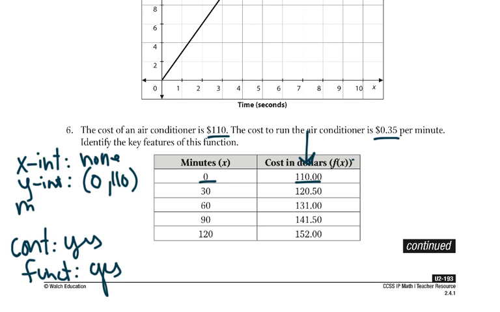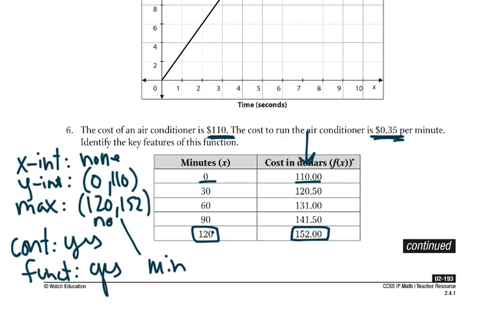Okay. So do we have a maximum? Well, we only see this, so according to this, our maximum would be (120, 152). That's the highest we go. However, technically, if we look at this, you can just keep running it, so I'd probably say no for the maximum. We do have a minimum, though. If we just buy it and never run it, we would spend $110. That's the least amount we'd spend.